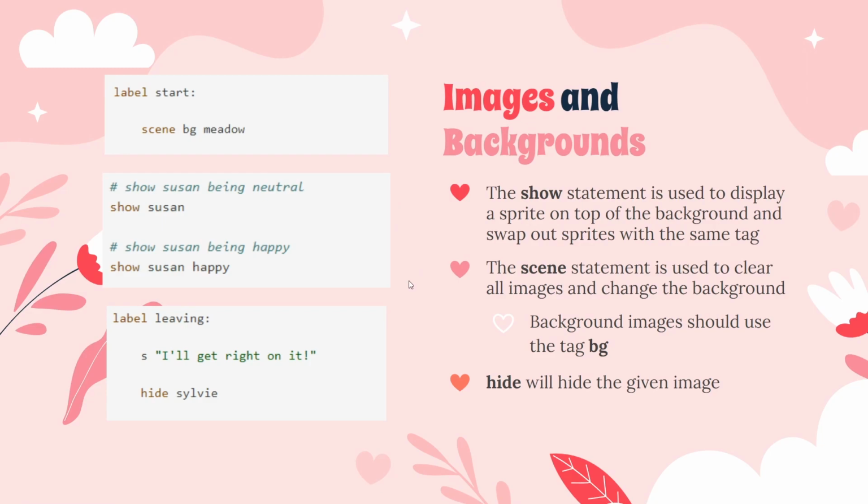And then hide is used to just hide a given image. I think that's pretty self-explanatory. So these are some examples: show Susan happy. And then here they want to have Sylvie leave the scene, label leaving. And so they just hide her image, and then she'll just go away.